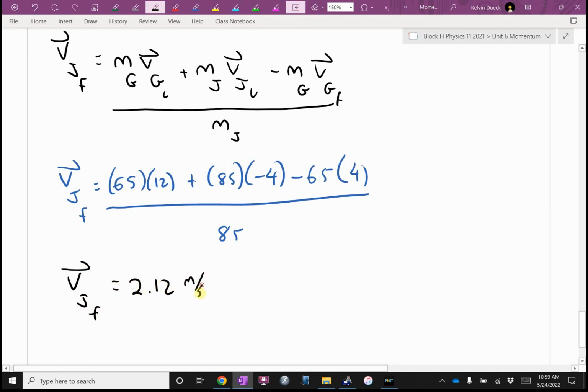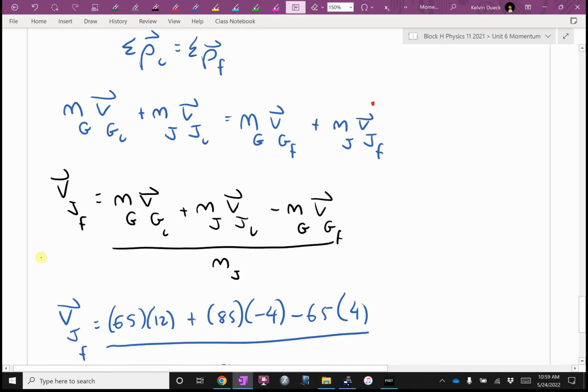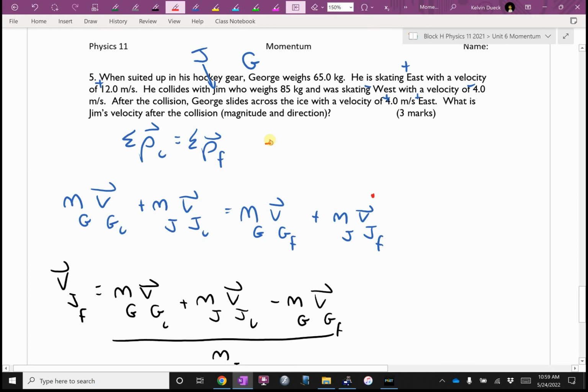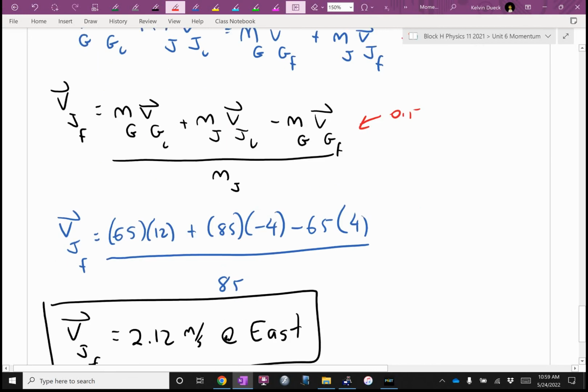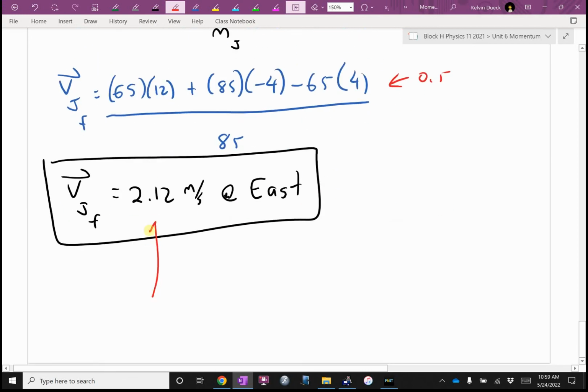2.12 meters per second. It said magnitude and direction. I got a positive answer, so east. If you got that, I would give you 3 out of 3. Otherwise, 1, 2, 3, 4. Yeah, I would probably go half mark for that line, half mark for that, half mark for that, half mark for the numbers, half mark for the magnitude, and a half mark for the direction.